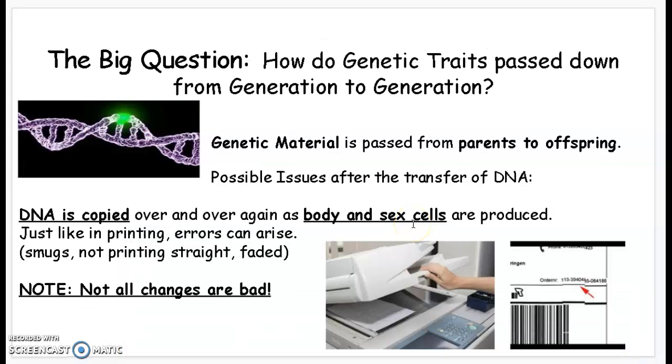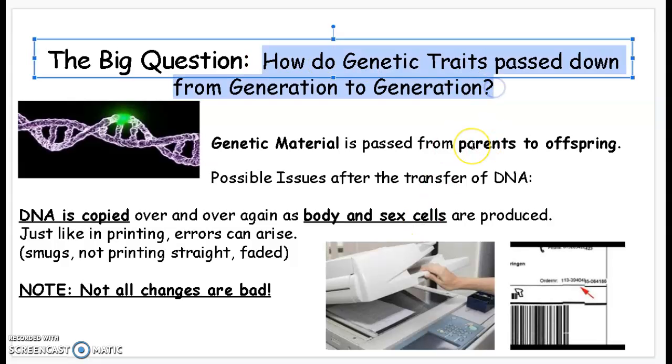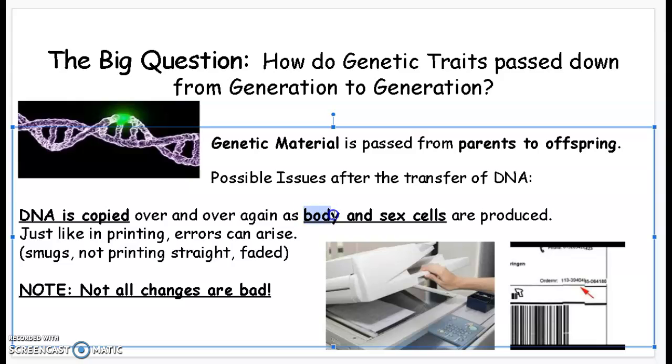And so now we're going to go back to the big question. How do genetic traits get passed from generation to generation? And so in order to pass on DNA from one generation to the other, your body makes cells. It can make body cells, or it can make sex cells. Sex cells are used to create the actual offspring. So sex cells, when combined, create the next child. Body cells are just regular cells in our bodies.